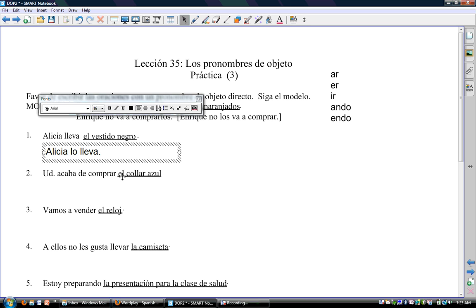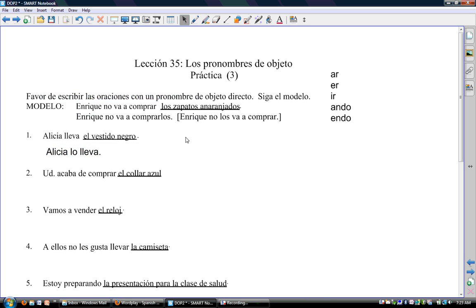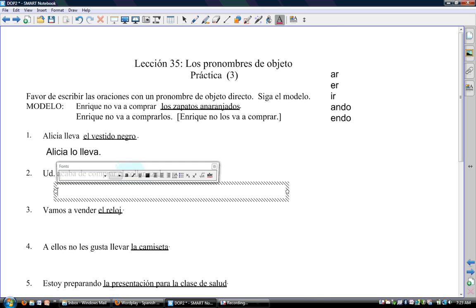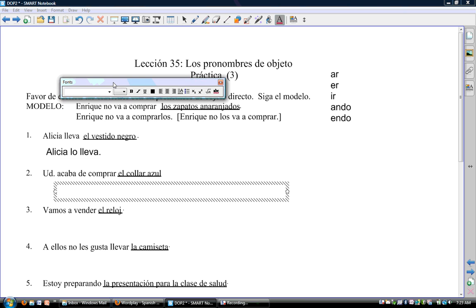For number two, we do see a word in the sentence that has one of those endings I just mentioned, AR. So when you're typing it out, you'll see that. Usted acaba de comprar. We keep all that. We're taking out el collar azul. Since we have a word that ends with AR, we can just put it right on the end. That's all one word. We could also put it in front here, but if you have one of these endings, that's probably easiest just to think about putting it on the end.